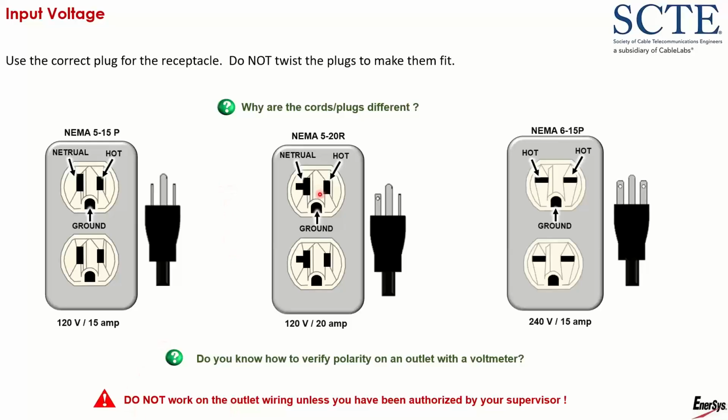If you want to check polarity on a 120 volt outlet, take your voltmeter, set up for AC voltage, put a probe in the neutral, put a probe in the ground. From neutral to ground, there should be no difference in potential. It should be 0 volts. If you have any voltage there, that's a problem. If you have approximately 120 volts from neutral to ground, somebody has reversed the polarity, and that should be fixed. Don't work on the wires on the backside of an outlet unless you have been trained and authorized to do so by your supervisor.